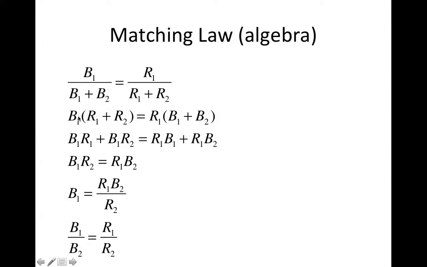Here I multiplied both sides: B1 times R1 plus R2, and R1 times B1 plus B2. If you see, there's B1R1, B1R2, R1B1, R1B2. What you can see is that two of these terms are identical. B1 times R1 is the same as R1 times B1. So those drop out, and I wind up with B1R2 equal to R1B2.